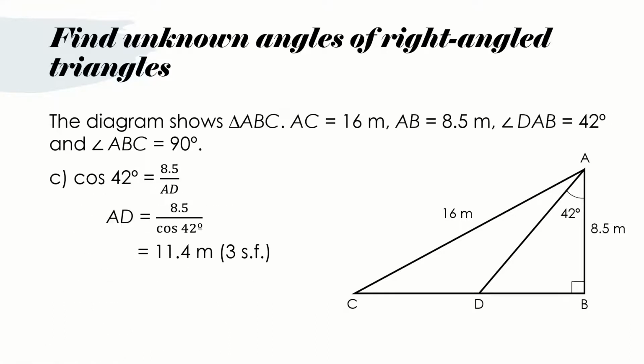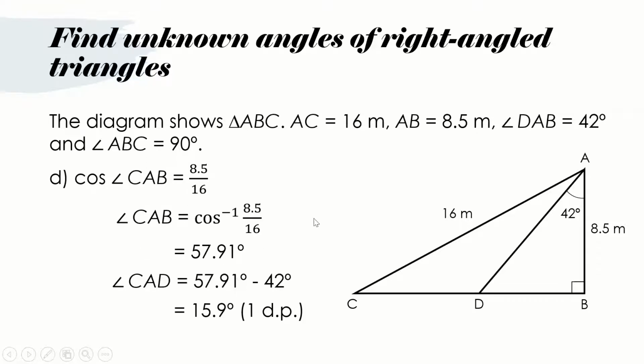Okay, next. Part C, cosine 42 degree will be equal to 8.5 out of AD. Right, so cosine, that means you are using adjacent out of hypotenuse. So you need to find AD. So adjacent out of hypotenuse, and you get AD equals to 11.4 meters, correct to 3 significant figures.